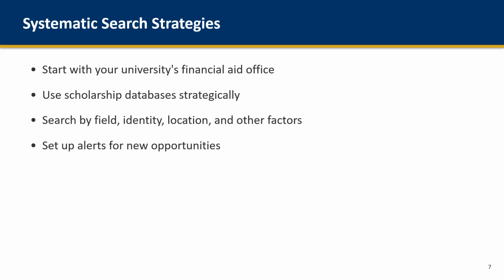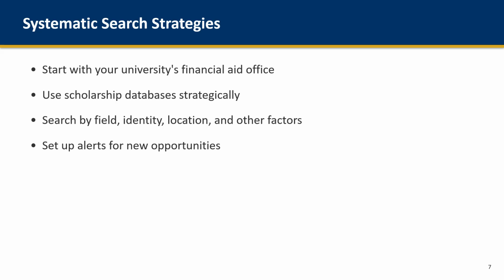Search by multiple dimensions: your field of study, your identity characteristics, your geographic background, your career goals, and other factors. Each dimension opens different opportunities. A first-generation college student studying public health in a specific state has scholarships available along each of these dimensions.